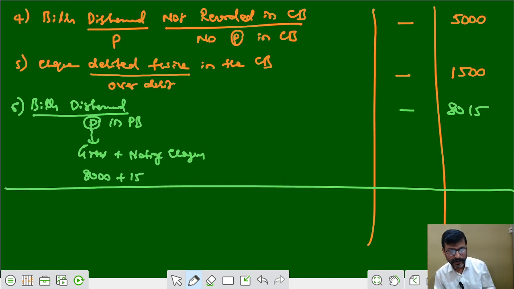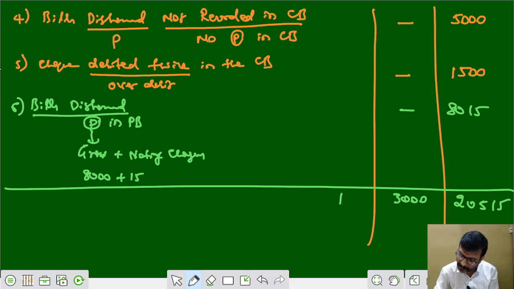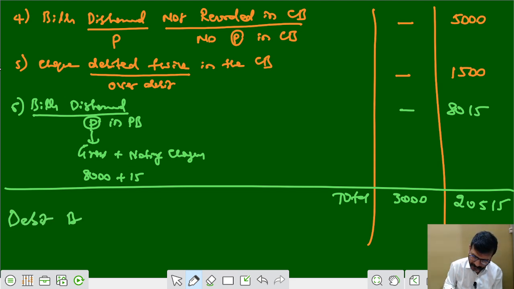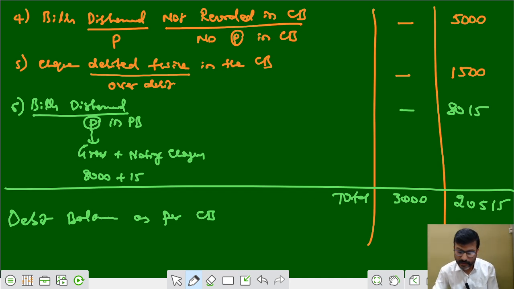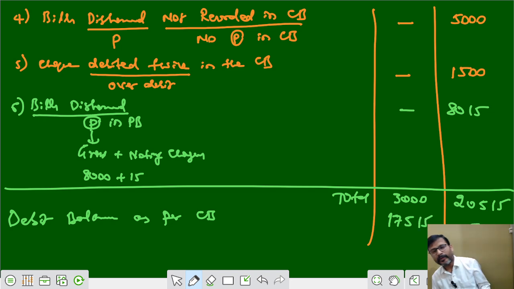Children, total the debit side. On the debit side you get 3000. On the credit side, how much do you get? On the credit side you are getting 20,515. So now you work out a balance. Which side is less? Debit side is less. So what we have to write? Debit balance as per which book? We started with passbook, right? Now we have to end with cash book. That is how much we have to write? The difference amount, 17,515. I hope you understood, right?